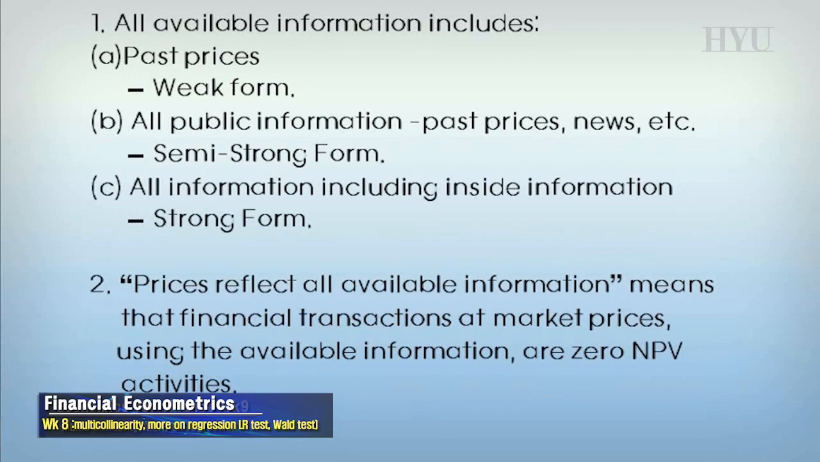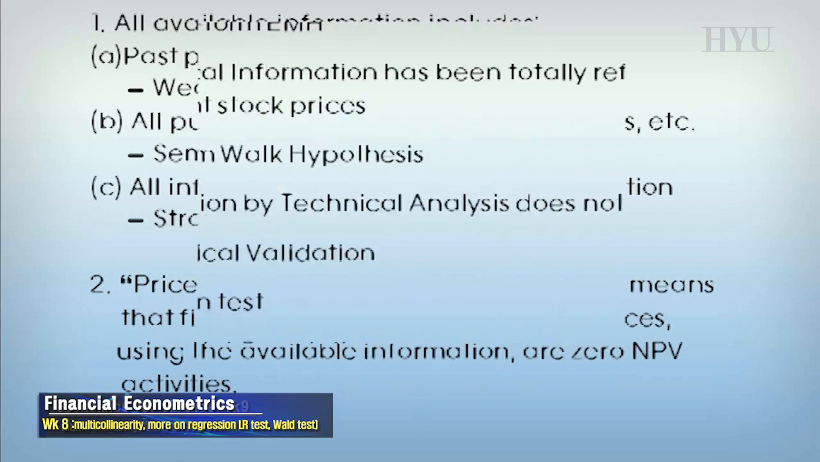And the second question, prices reflect all available information, means that financial transactions and market prices using the available information are zero NPV activities. I think that is no cost and no more gain. Okay, next.